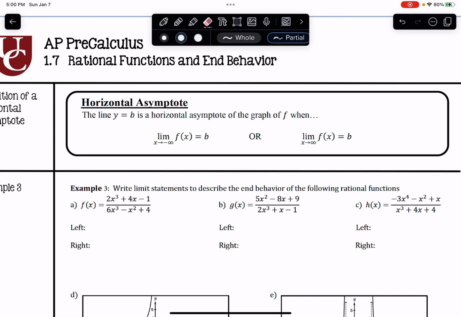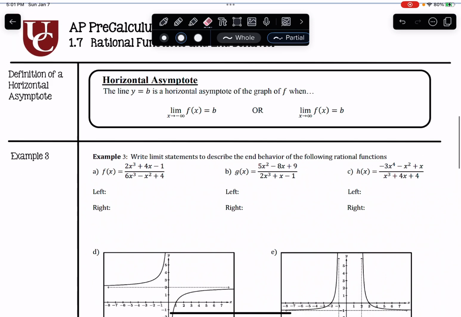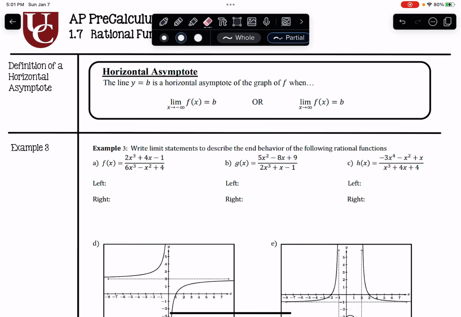I'm doing pre-calculus, lesson 1-7, rational functions and end behavior, and this is video 2. I'm on page 2 of the notes. All right, so let's get a formal definition for a horizontal asymptote. Instead of those three little things that we always use, how do we show that mathematically? So that's what we're going to be talking about.